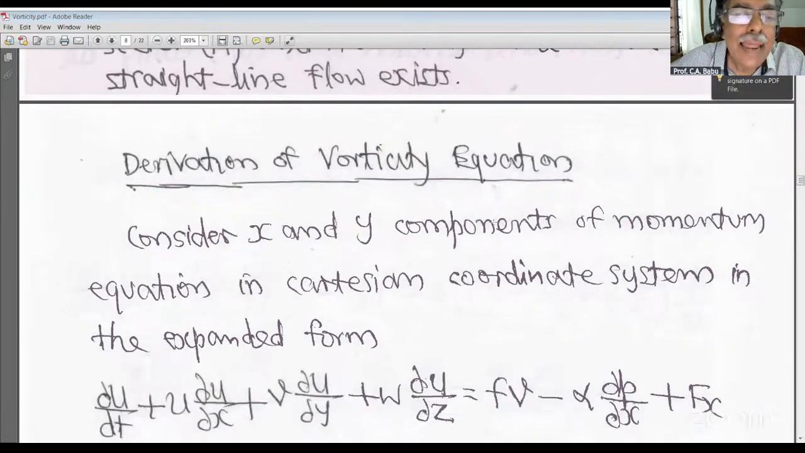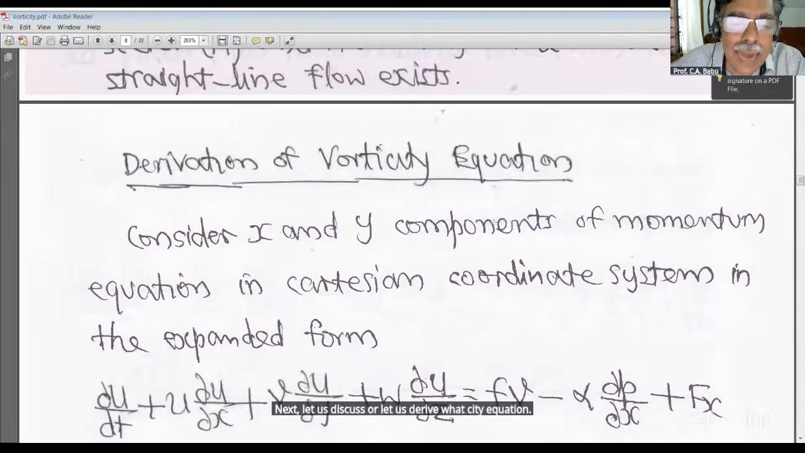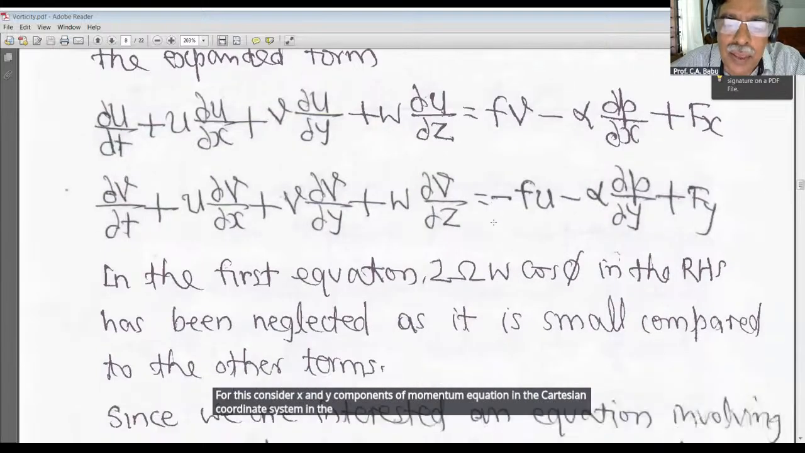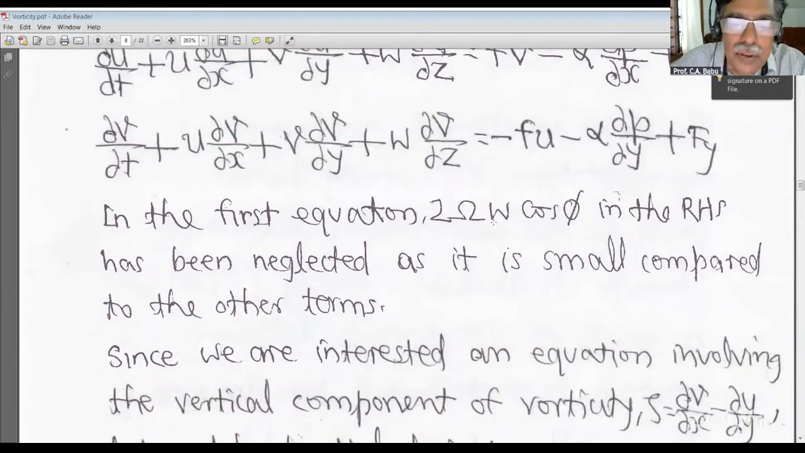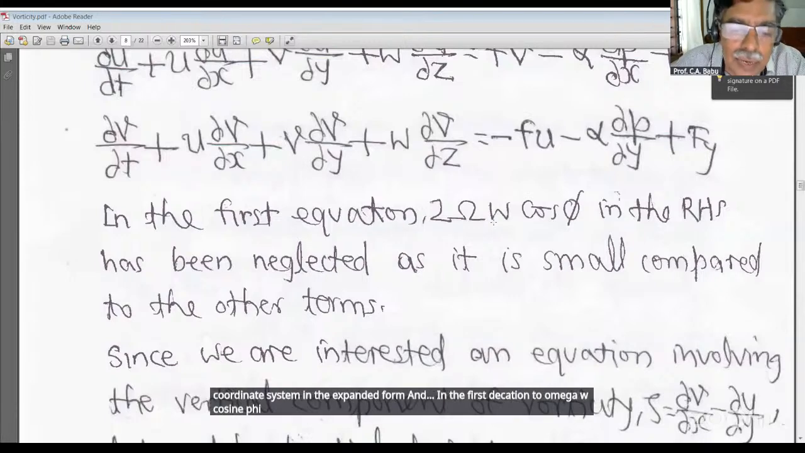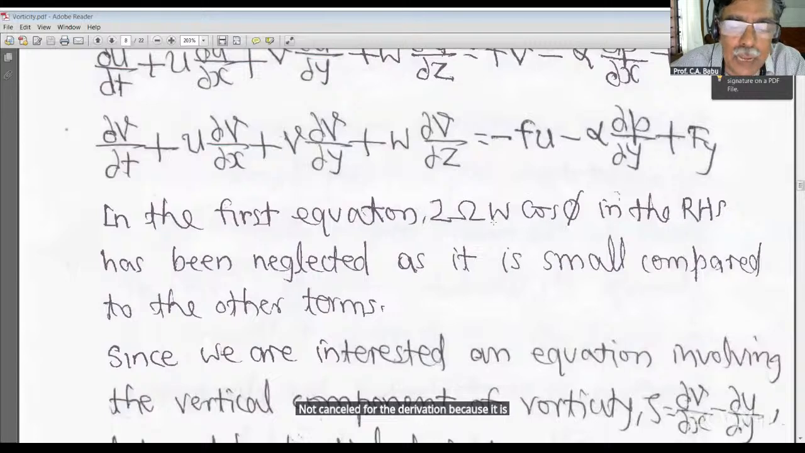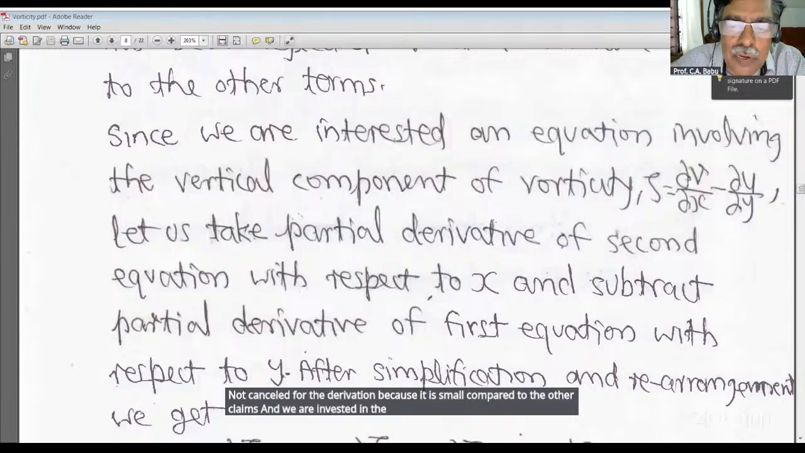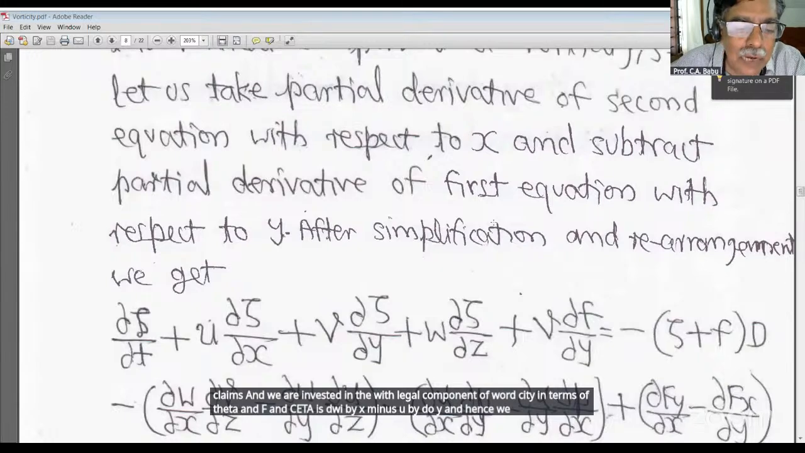Next, let us derive the vorticity equation. For this, consider x and y components of momentum equation in the Cartesian coordinate system in the expanded form. In the first equation, 2 omega w cosine phi is not considered for the derivation because it is small compared to the other terms. And we are interested in the vertical component of vorticity in terms of theta and f, and theta is dou v by dou x minus dou u by dou y, and hence we simplify the equation accordingly.